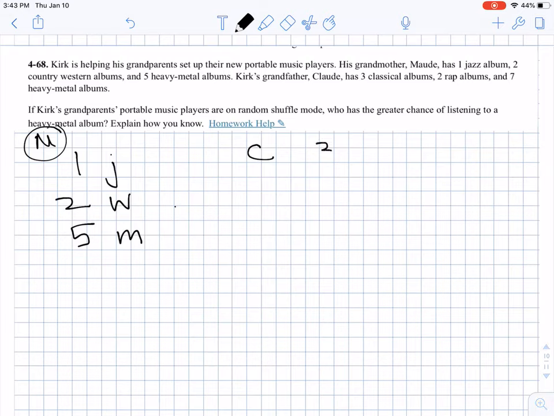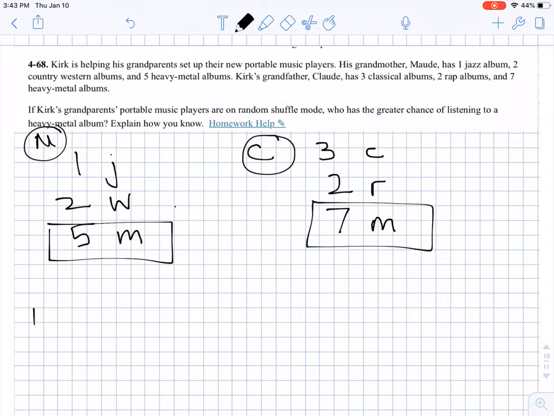Claude has three classical albums, two rap albums, and seven heavy metal albums. If Kirk's grandparents' portable music players are on random shuffle mode, who has the greater chance of listening to a heavy metal album? Explain how you know.